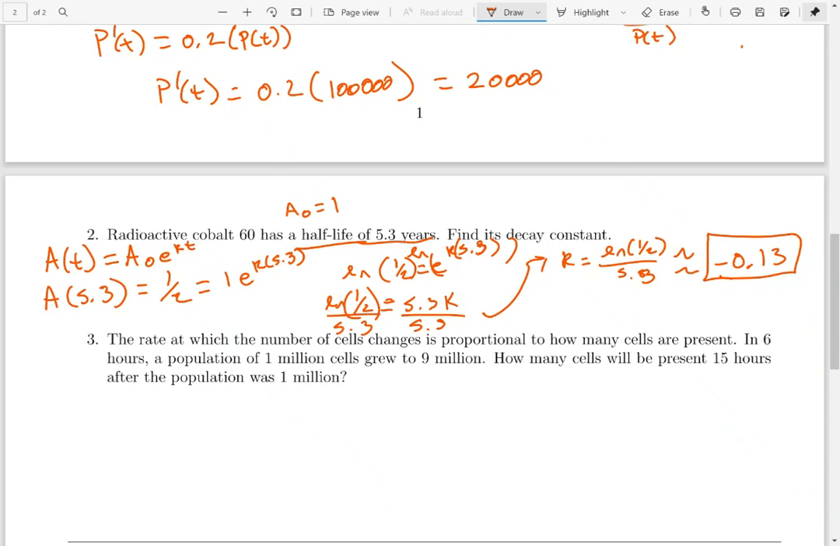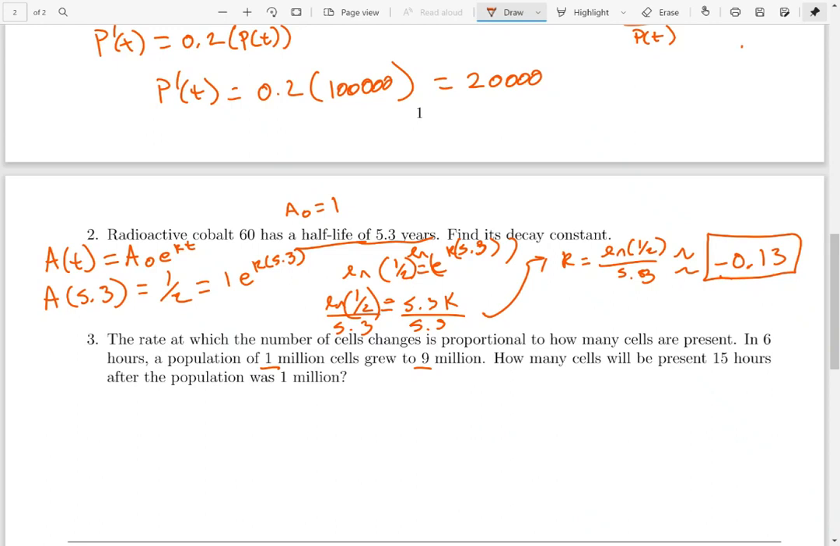The rate at which the number of cells changes is proportional to how many cells are present. In 6 hours, a population of 1 million cells grows to 9 million. How many cells will be present 15 hours after the population was 1 million? Alright, so to make our life easy, they give us 1 million, 9 million. We're going to just use 1 and 9, and we're going to assume our units are in terms of millions.